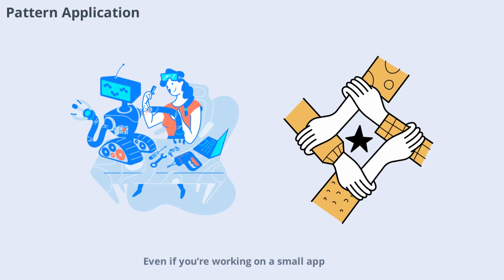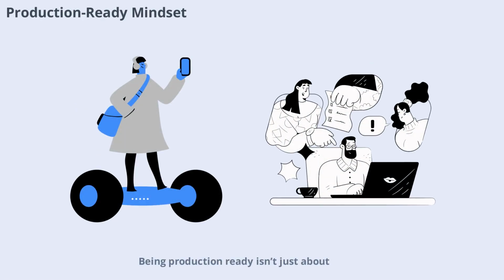Even if you're working on a small app, practicing these habits will prepare you for larger, more complex systems. Over time, these best practices will become second nature, and your code quality will improve dramatically. Being production-ready isn't just about tools and frameworks, it's about a mindset. Think ahead, plan for failures, and always prioritize maintainability and security. This approach will set you apart and help you build systems that stand the test of time.